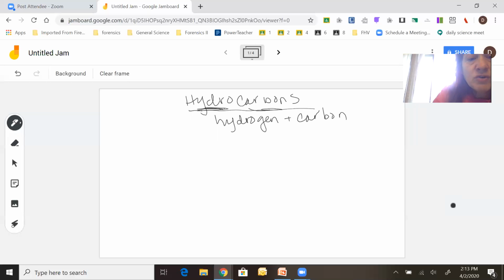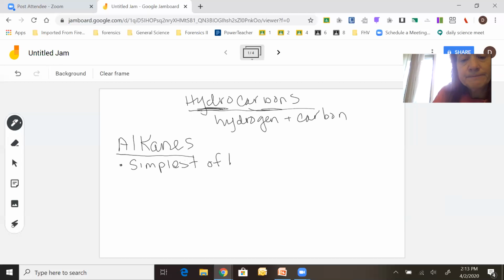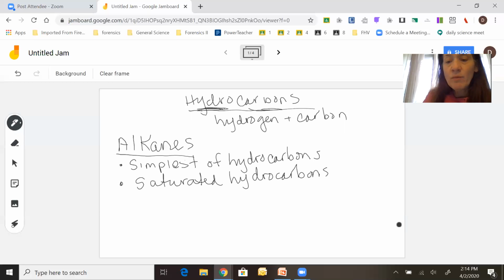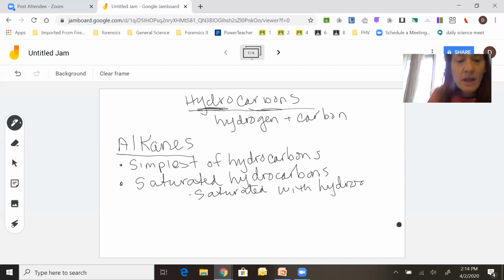The first type of hydrocarbons we're talking about are the alkanes, and that's what we're going to talk about today, only alkanes. And what do we know about alkanes? They're the simplest. I don't know if I mentioned that before. Simplest of hydrocarbons. Make sure you write this down in your books. You could add it to your list. They're also called saturated, right? Because what are they saturated with? They're saturated with hydrogen, right? What else do we know?